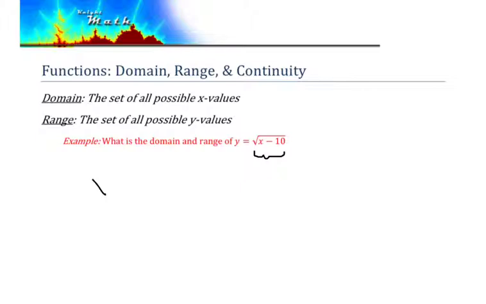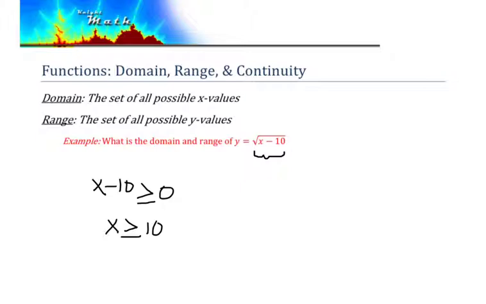So we want x minus 10 to be greater than or equal to 0. It's okay to have 0 under the radical, that's fine. And solving this, adding 10 to both sides, we have x is greater than or equal to 10. So there are our restrictions for possible x values. Again, x values are the domain here.